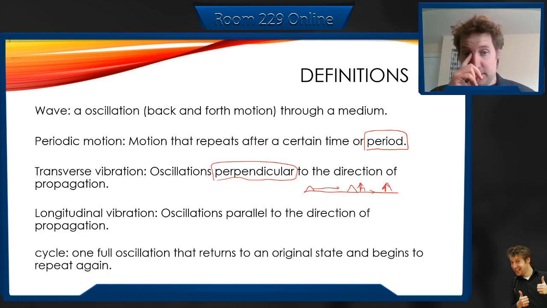One cycle is defined as one full oscillation. So when our periodic motion goes through a full oscillation, full up and down, or whatever pattern happens there, whenever it returns back to the original state and starts over, that's one cycle. You can think about it like on a swing. If I start in the middle, and then I go up, and I come back, and then back. When I get back to the middle, that's one full cycle.